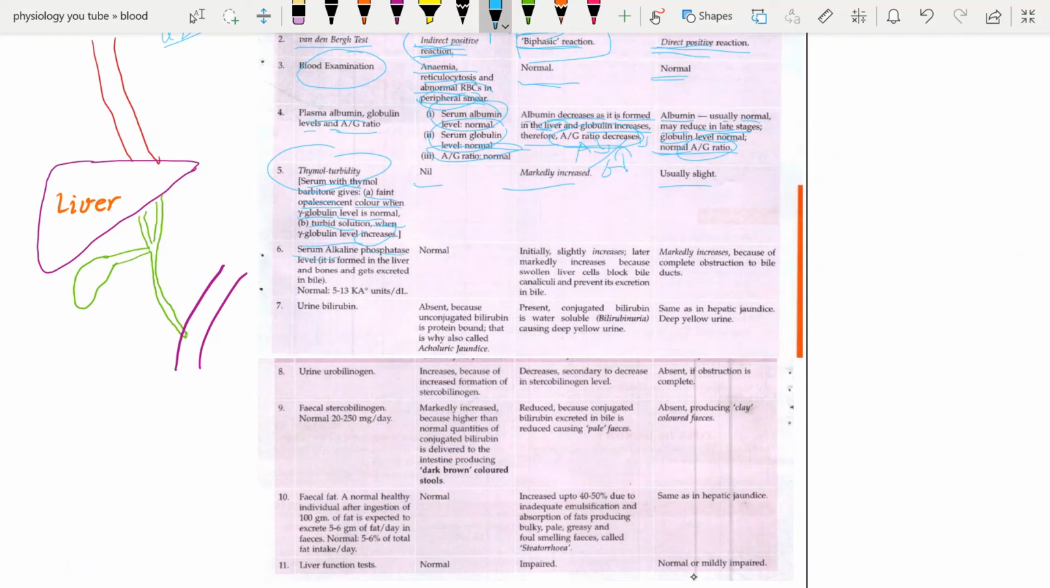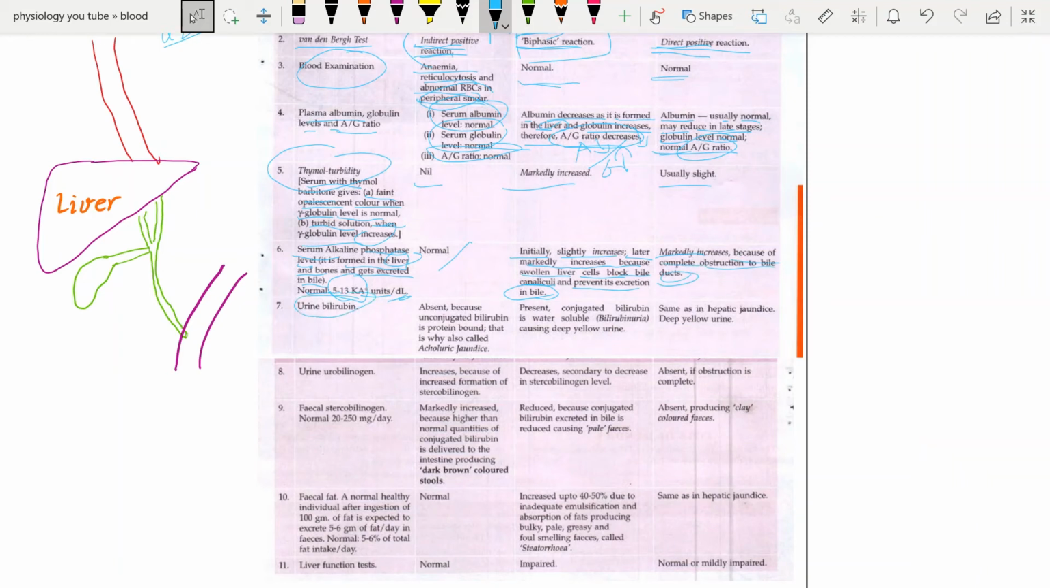Serum alkaline phosphatase level. It's formed in the liver and bones and gets excreted in bile. Normally, it's 5 to 13 units per deciliter. It is normal in prehepatic. Initially, it slightly increases in the hepatic and later markedly increases because swollen liver cells block the bile canaliculi and prevent its excretion into the bile. And it markedly increases in the post-hepatic because of complete obstruction of the bile ducts.